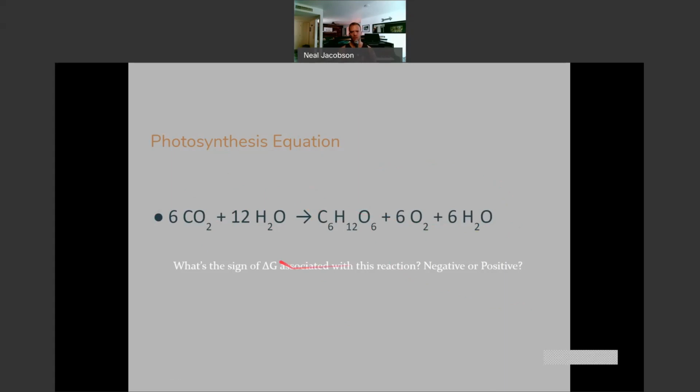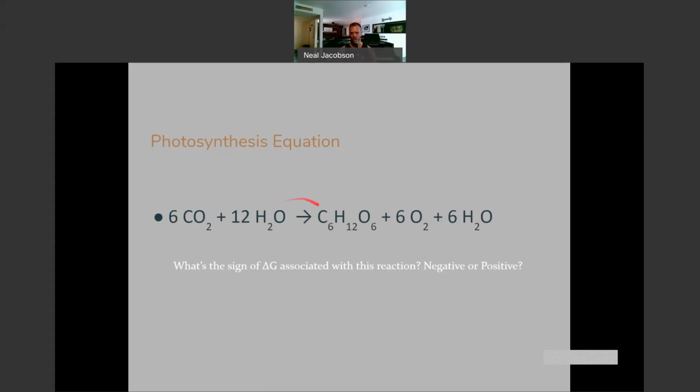But we can ask this question. If we're looking at energy, and we look at this side of the equation, before the arrow, and this side of the equation, after the arrow, we have reactants over here and products over here. So this is what we finish with, and this is what we start with.